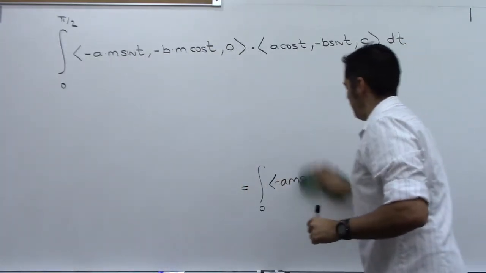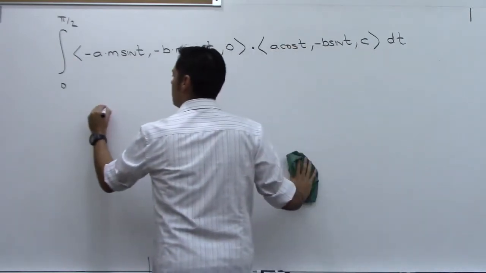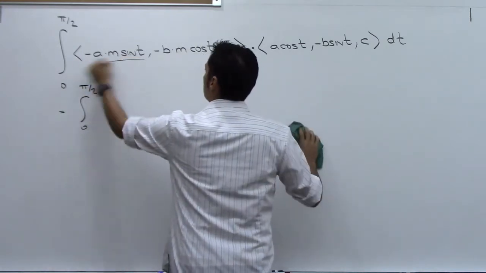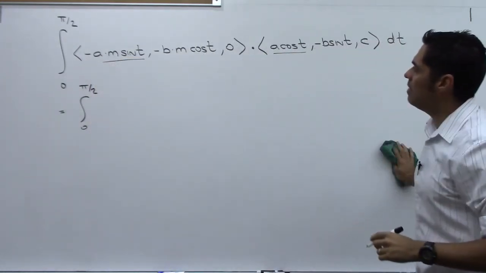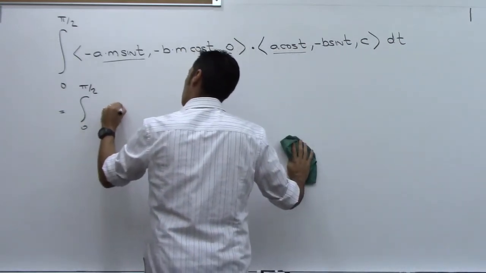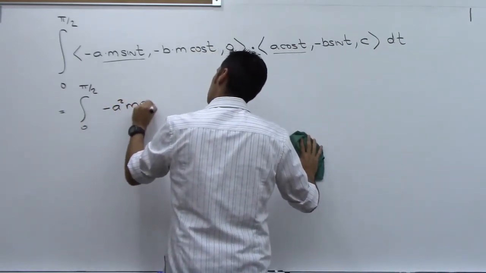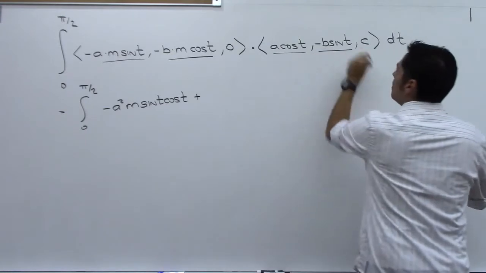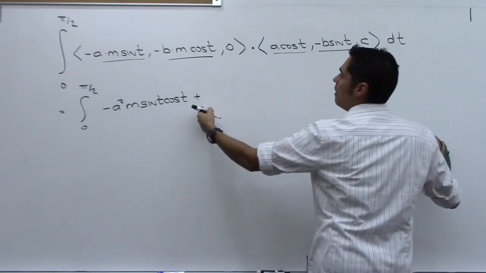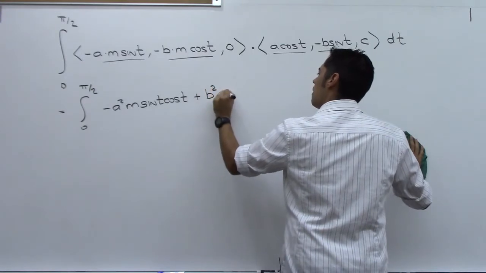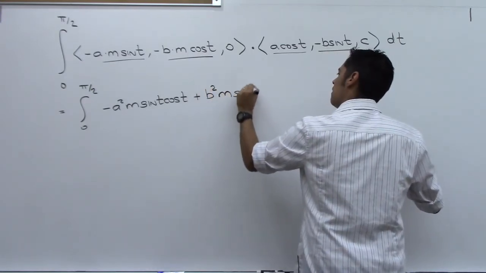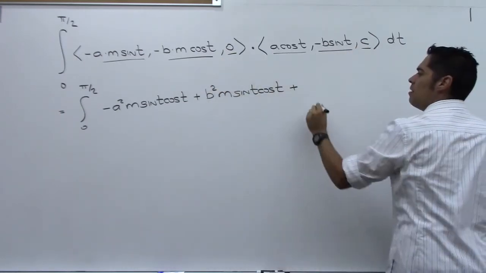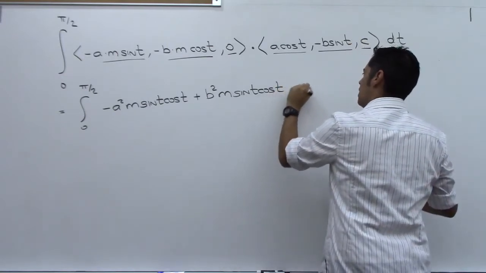So let's do this. This will be equal to the integral from 0 to pi over 2. This times this, we get negative a squared m sine t cosine t, plus, now this times this, negative and negative is positive, so plus b squared m sine t cosine t, and then this times this is 0, so nothing, and then dt.